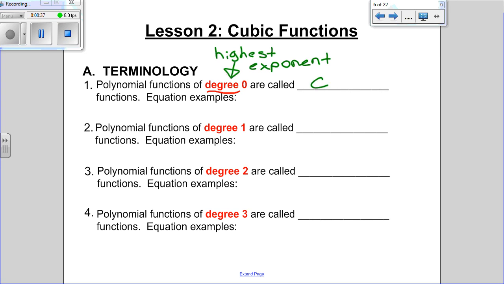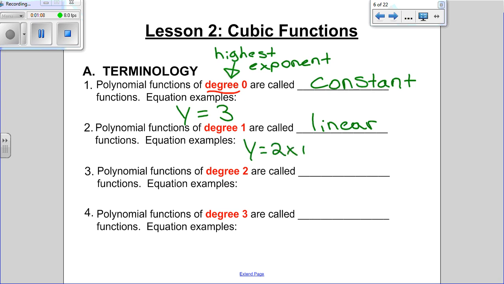This is called a constant. So if something didn't have an exponent, it would look something like this. Y equals 3. That thing has no variables, so it has no exponents. So it's degree 0. If you had degree 1, that means that you have something that is linear. Linear is something like y equals 2x plus 2, or y equals x. Right? The highest exponents on those things are the number 1.